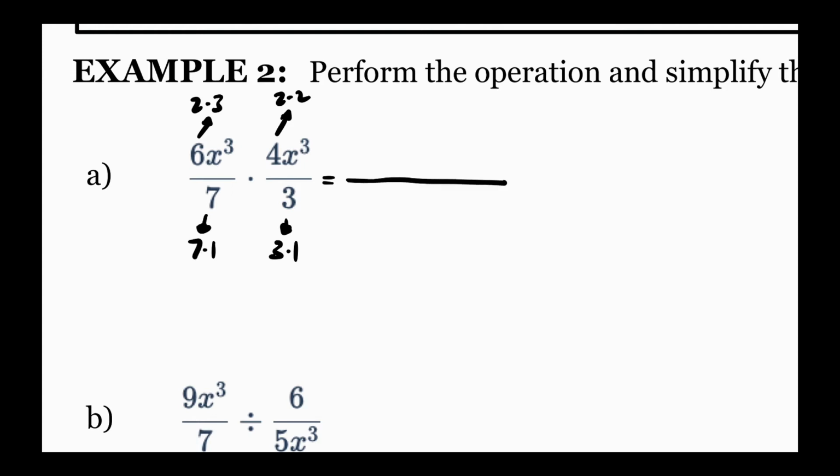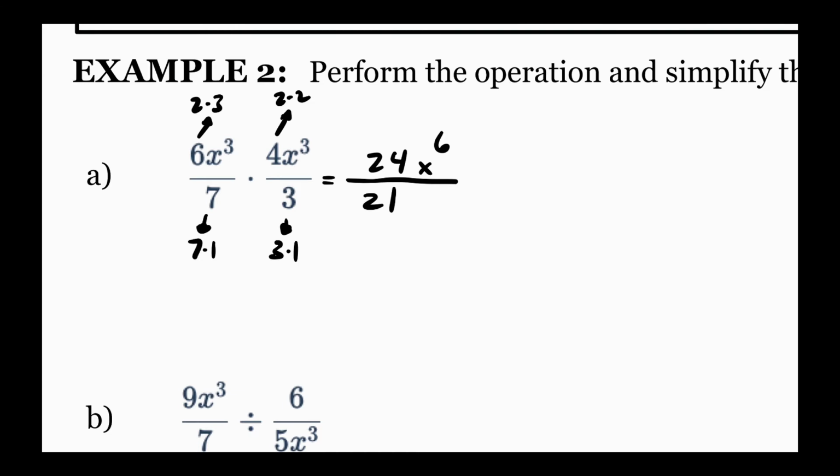So let's multiply straight across now. Step 2, multiply straight across. So we get 24. How many x's do I have on top? Put them all together, I'm going to get 6. Bottom, I get 21. 7 times 3 is 21.